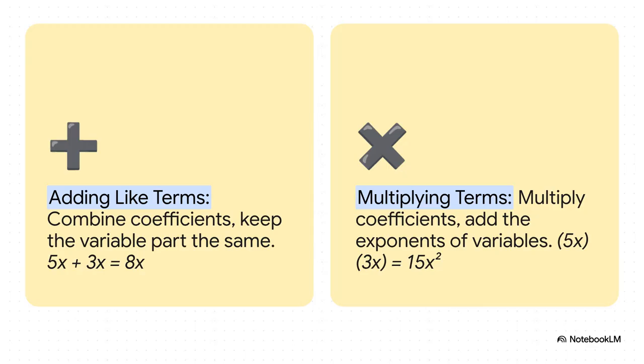Now listen up, because this is a really crucial point where a lot of people get tripped up. Adding and multiplying terms work very differently. When you add like terms, say 5x plus 3x, you just add the coefficients and keep the variable part exactly the same. So 5x's plus 3x's gives you 8x's, 8x. But when you multiply, you multiply the coefficients and the variables. So 5x times 3x becomes 15x squared. See the difference? It's a big one.